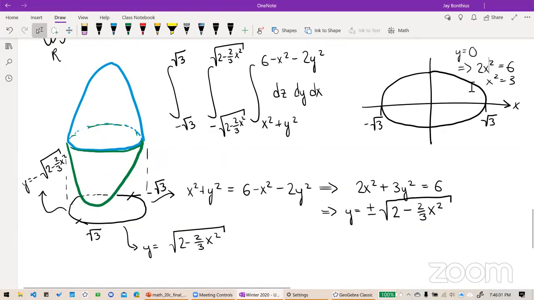Oh, what did I put y equals 0 into? Yeah, so this ellipse is given by the equation 2x squared plus 3y squared equals 6. And to find those x-intercepts, x-intercepts occur when y equals 0. So I put y equals 0 into the equation of that ellipse, and we get the equation 2x squared plus 0 equals 6. So 2x squared equals 6, and so x squared equals 3, and so x is plus or minus square root 3.